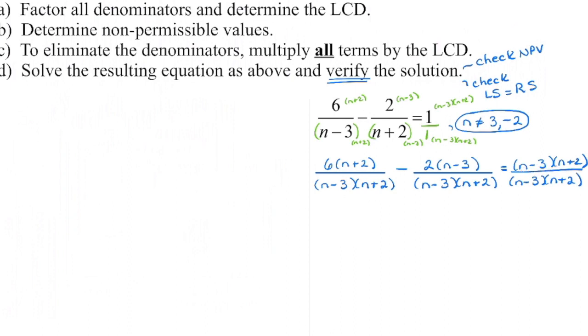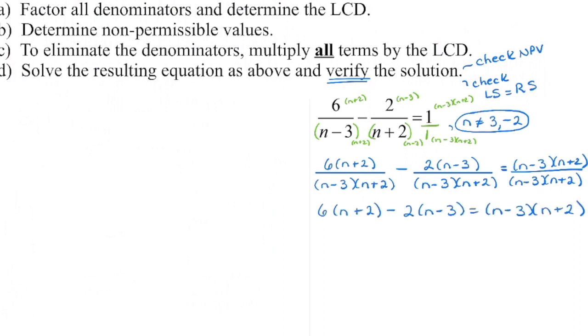And then I can see that in terms of my non-permissible values, n cannot equal 3. That would make that factor 0, and n cannot equal -2. So I have two non-permissible values, and because my denominators are the same, they're all common to all. Now, in order to eliminate the denominators, once each denominator is balanced, we're essentially multiplying by n minus 3 times n plus 2. All three fractions, we're basically dropping the denominator.